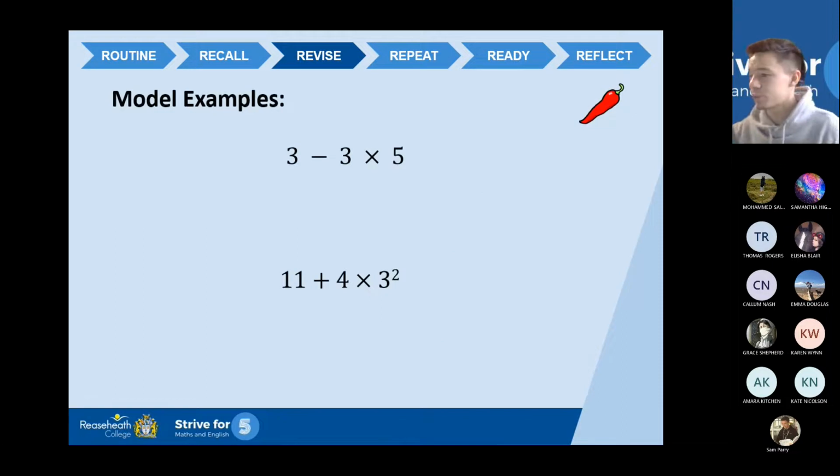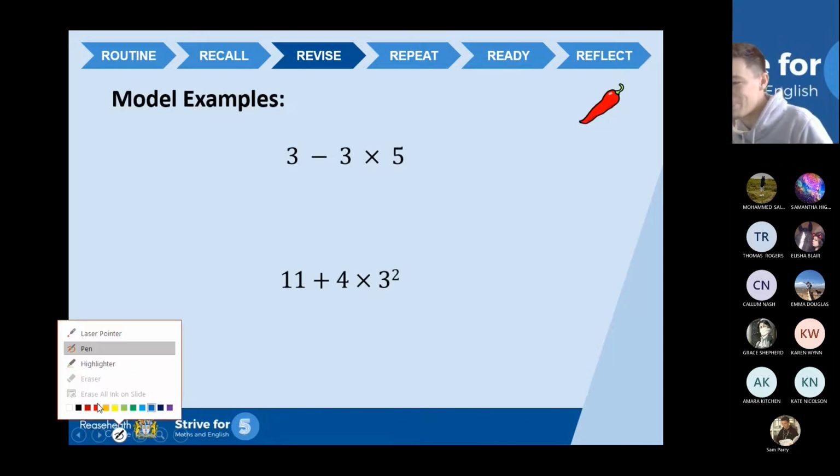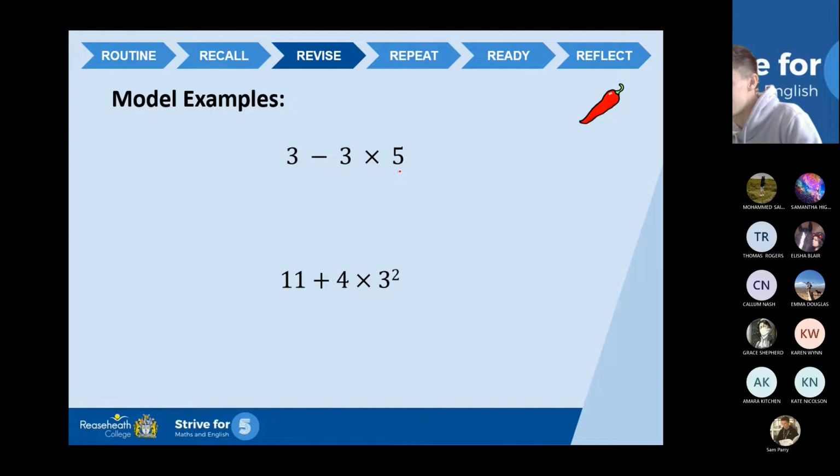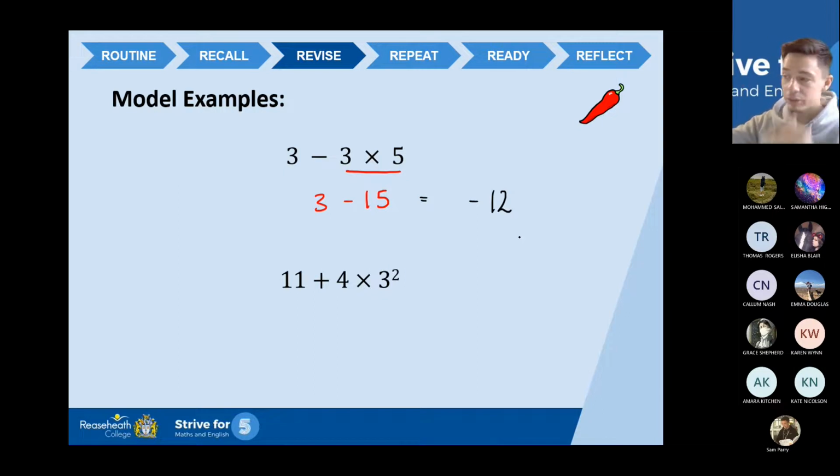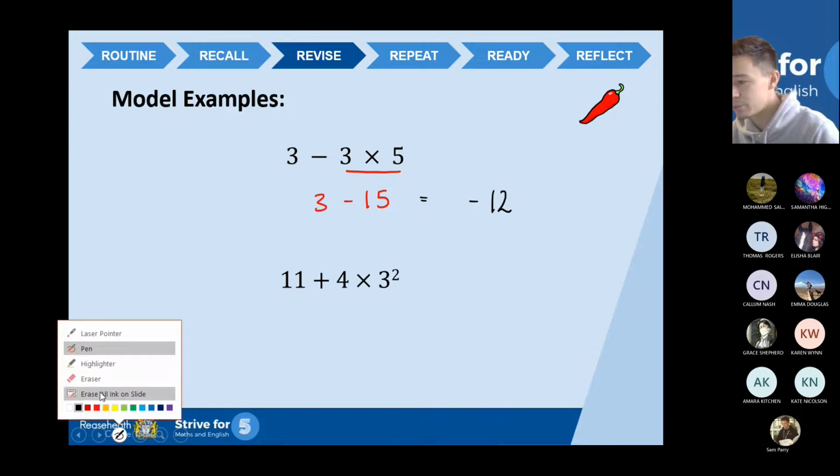Okay, right. This is how I tackle BIDMAS. I'll show you my ways. So what I do is I underline the bit that I need to do first. So multiplication is stronger than subtraction, so I'm going to do 3 times 5 first, which gives me 15. So I've got to do 3 take away 15, which gives me minus 12. Okay, so I focus on the bit I need to do first, I drop it down, and then I complete the sum.